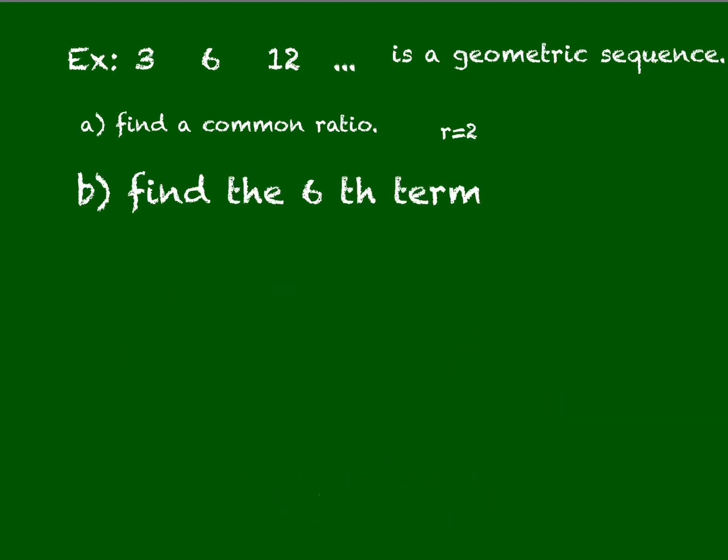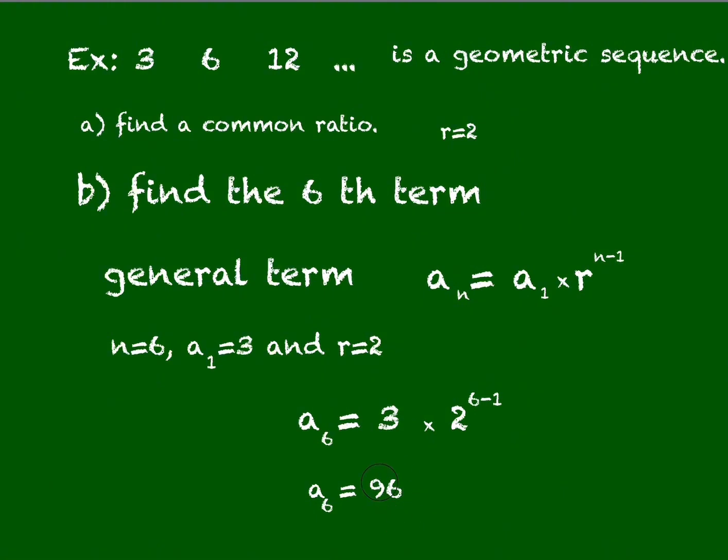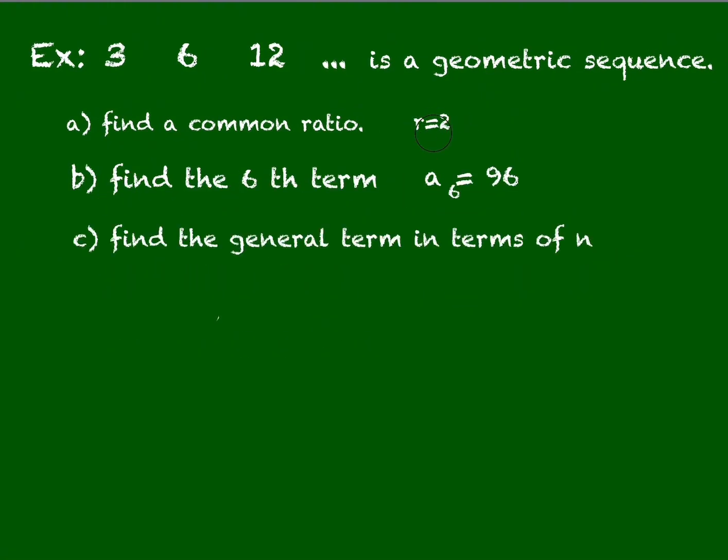Now, let's move on to part B of the question. What is the sixth term? To find any term in the sequence, we use the general term formula. The sixth term means n equals 6, the first term is 3, and the common ratio was just found to be 2. So we can substitute these values into the formula to find the sixth term of the geometric sequence, which is 96.